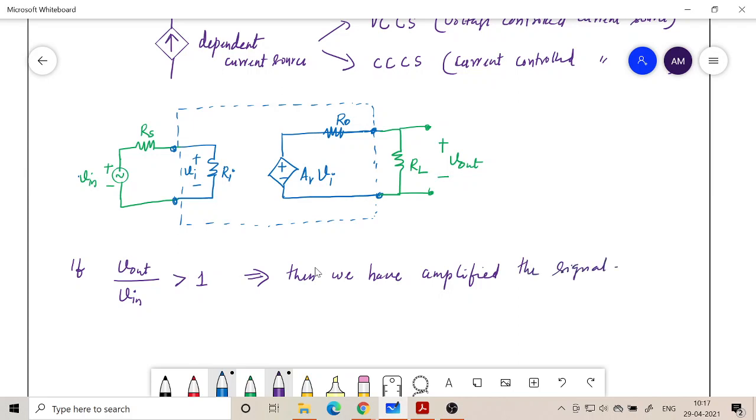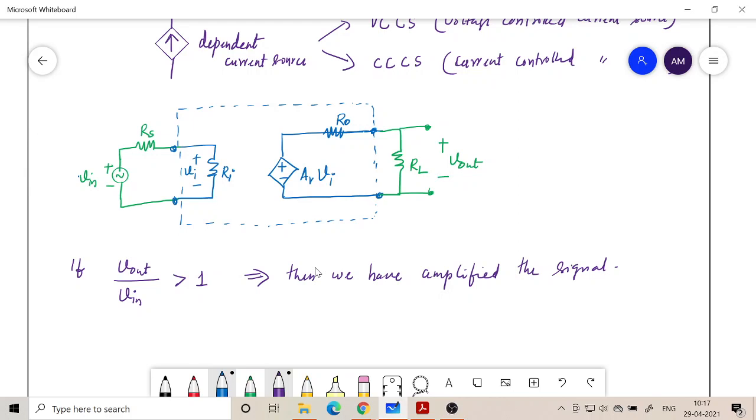This is the requirement, right? If the output voltage that we get across this load resistance, divided by the generated voltage at the source, is greater than 1, then only can we say that we have amplified, or that it is a voltage amplifier and we are able to amplify the voltage. Then only we can say that. Otherwise it's of no use.